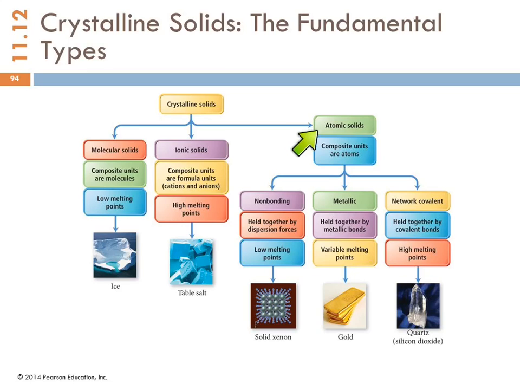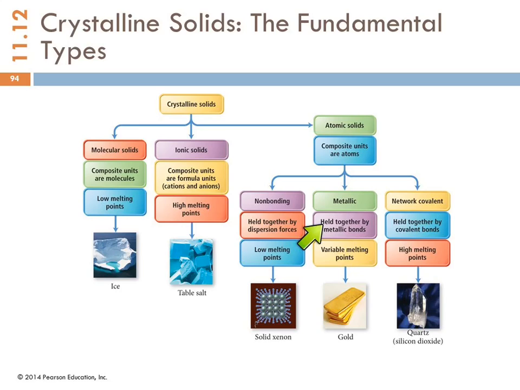Then we also have atomic solids, which are composed of atoms. Those are divided up into non-bonding atomic solids. Atoms only have dispersion forces, the weakest intermolecular force. So the non-bonding atomic solids are held together by dispersion forces. These are going to have low melting points, like really low melting points.